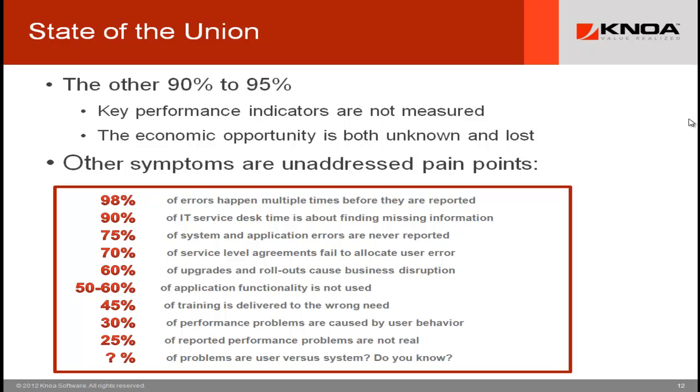And these pain points, you'll say, well, how does 45% of training being delivered to the wrong need? Well, we understand that. We give a standard course. How can that be related to application adoption? Well, it's part of the problem because people are not getting, in your environment, for your industry, for your transaction set, the training that they need exactly.